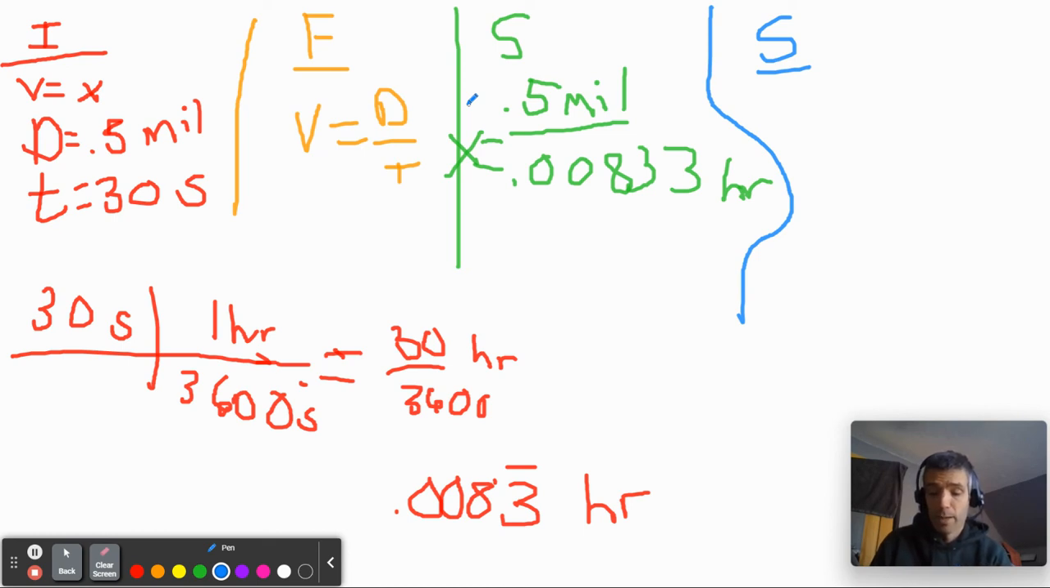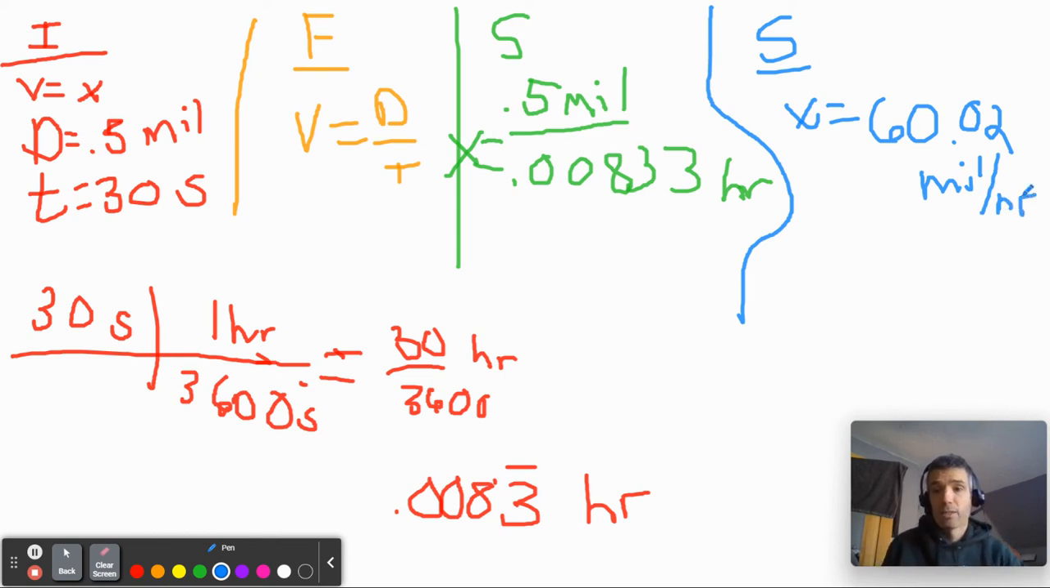0.5 divided by 0.00833. That equals, x equals 60.02 miles per hour. And the last thing to do would be to round.